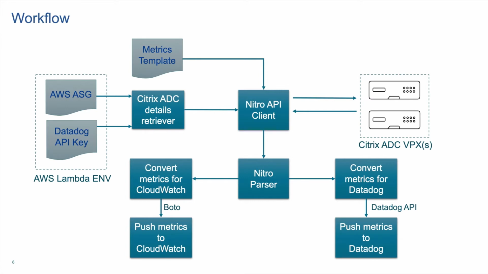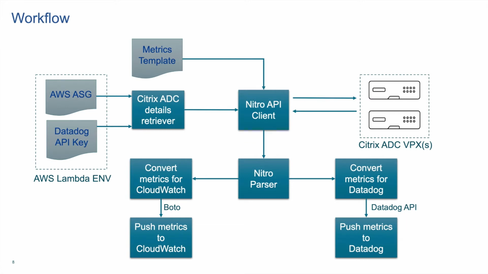And there is also one more input to the Lambda function. It's the metrics template. So this is actually a template that would have information on all the Nitro metrics and Nitro endpoints that would be fed into the Nitro API client. So this would serve as a template that the Nitro API client would use to figure out the Nitro endpoints and the metric and data.